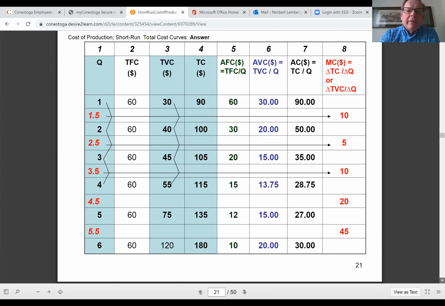So we see here the change in your total variable cost, 40 less 30 divided by 2 less 1. That is 10 over 1, and it's recorded in the middle at 1.5. Or you can go the change in your total costs, 100 less 90 divided by 2 less 1, which again is 10 over 1, which is 10, recorded in the middle. And you would complete the table that way. We are going to then graph this data, and let's take a look at those graphs.